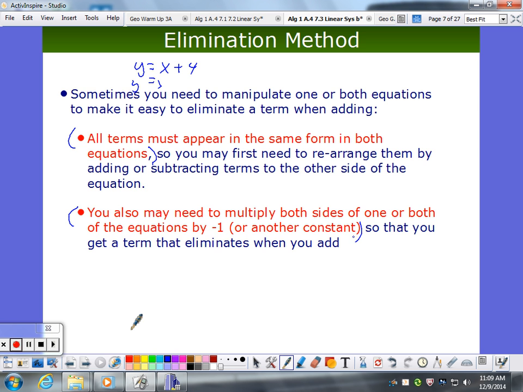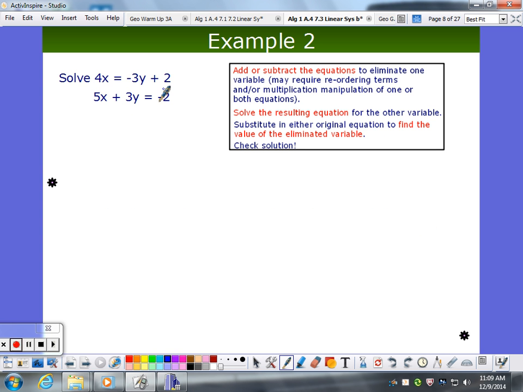Okay? So let's just do a couple of examples here. Look at this. Are these the same form? Well, this one is an x equals a y plus a number, and this is an x plus a y equals a number. They're not the same format. Which way do we want to go? I know it's standard form. I think I'll add the y over, right?